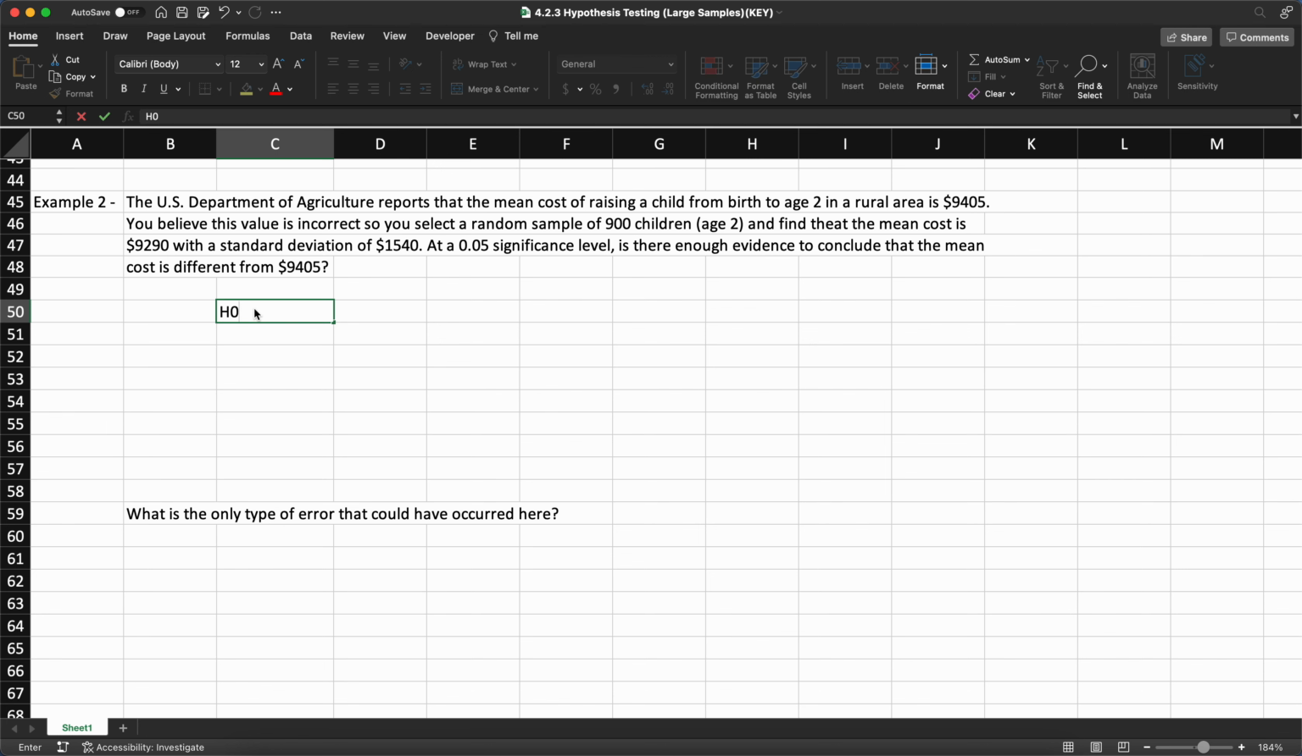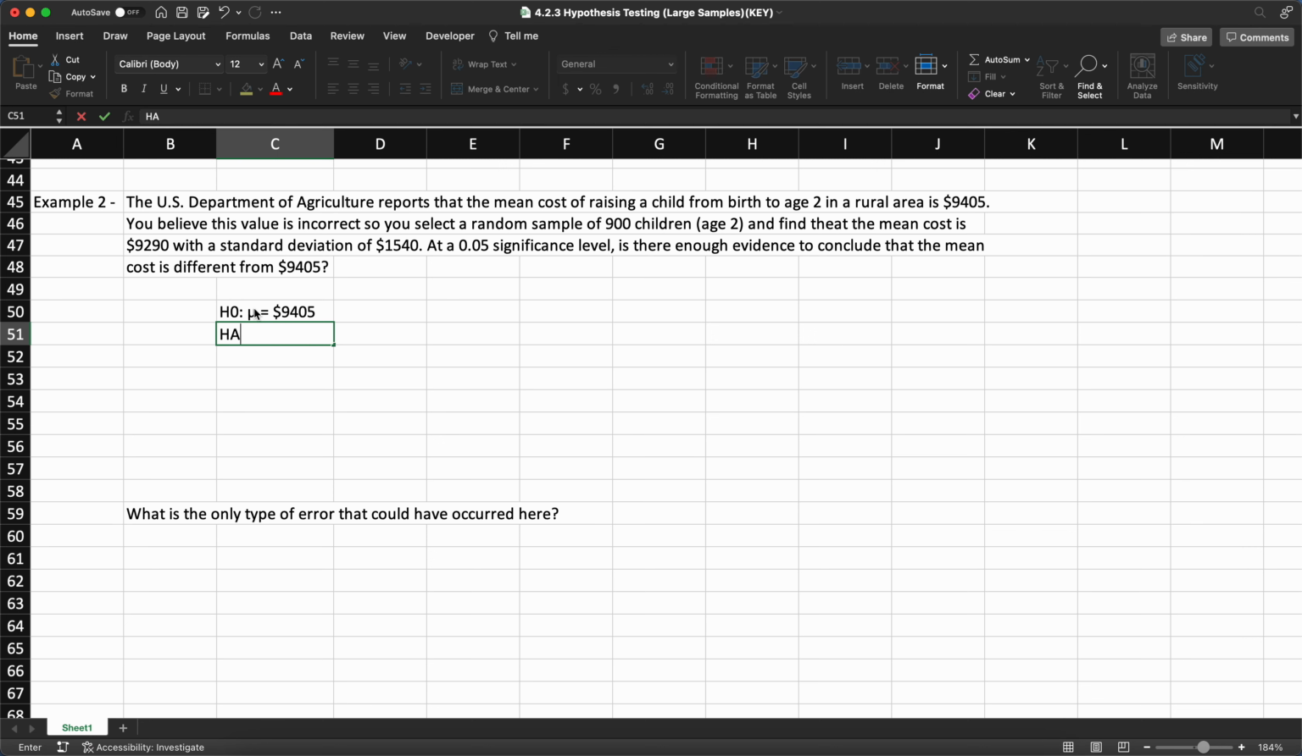So again, we need a null hypothesis. So we're just going to call that H0. Our null hypothesis here is that the mean cost is $9,405. That's what the Department of Agriculture says. That's the historical mean. So we're going with the status quo for our null hypothesis, our H0.